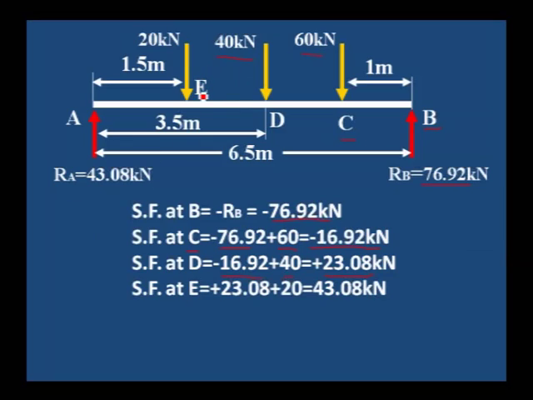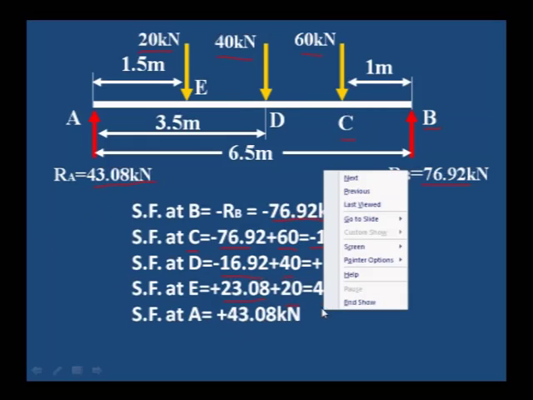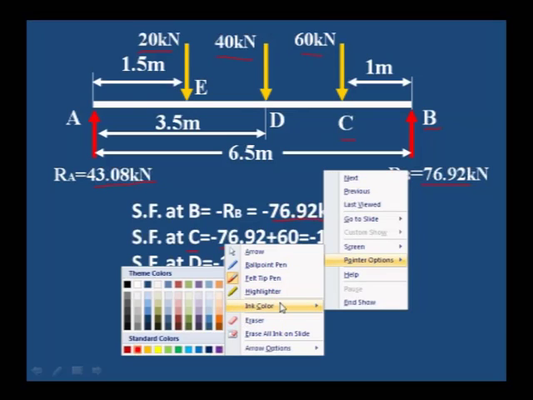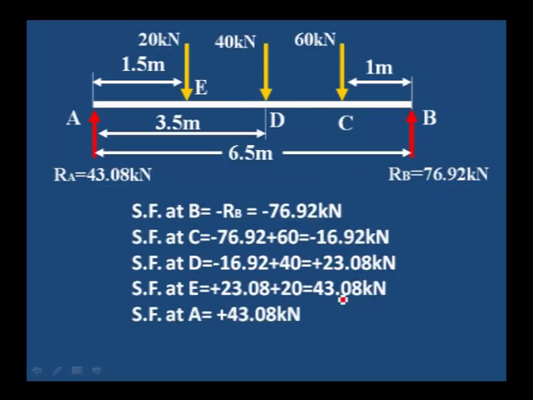Next, shear force at E: previous value 23.08 plus 20 kilonewton, that is equal to 43.08. From E to A, no load is there, therefore shear force at A is equal to 43.08. You can observe one particular point where the shear force changes its sign. Here it is minus 16.92 at C, whereas at D it is plus 23.08.